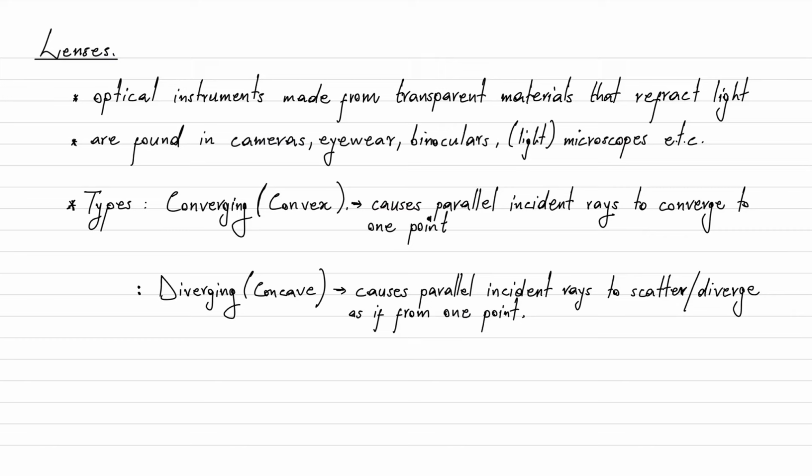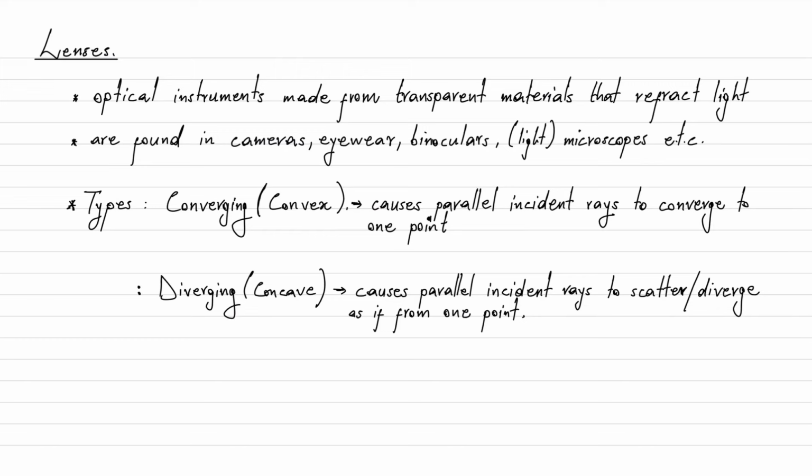Typically, these instruments are found in, and you should probably be familiar with this, cameras on your phones, in your eyeglasses, binoculars, microscopes, all kinds of optical devices. And the two types of basic lenses we're going to focus on are the converging lens, also known as a convex lens, and the other kind is the diverging lens, also known as the concave. These lenses have been assigned these names by virtue of how they change the direction of light. I think converging and diverging are quite telling of how these two lenses manipulate light.